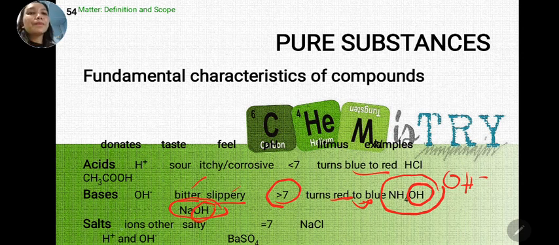Next is salts. As the name implies, salts taste salty. And the ions it donates can either be hydroxide or hydrogen atom. The pH of a salt is neutral or at 7. And an example is sodium chloride or the table salt. Sa household natin, sodium chloride is salt. Then, another one is barium sulfate.